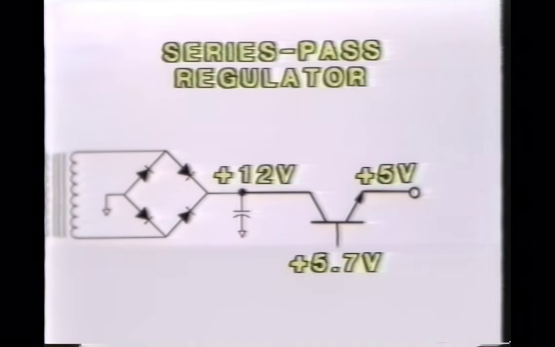Remember, the base of the transistor always compares itself to the emitter voltage, and in an NPN transistor, the base has to be 0.7 of a volt higher than the voltage at the emitter in order to turn the transistor on. With 5.7 volts on the base, the output voltage cannot vary above or below 5 volts.